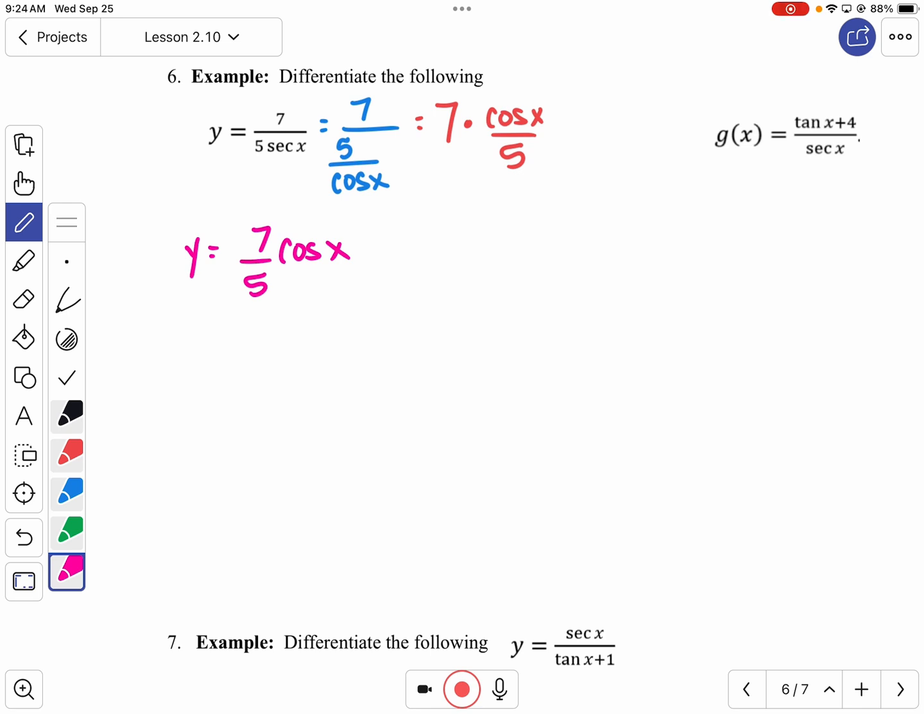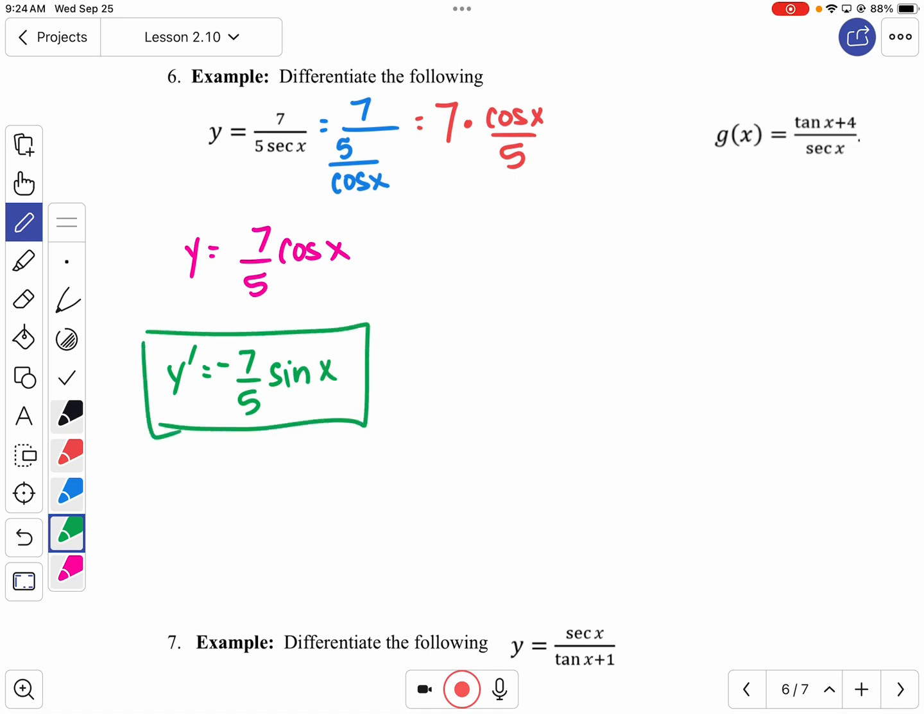So recognizing that, now if I take the derivative, keep my 7/5, what's the derivative of cosine? Negative sine, and that's my answer. So recognizing those trig identities in there, if you can make it simpler, it's always a good idea.